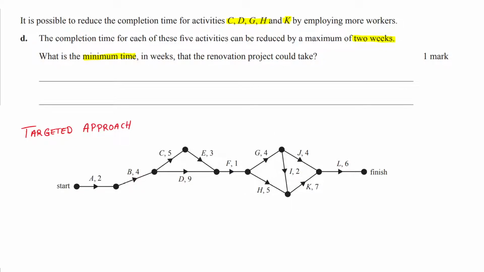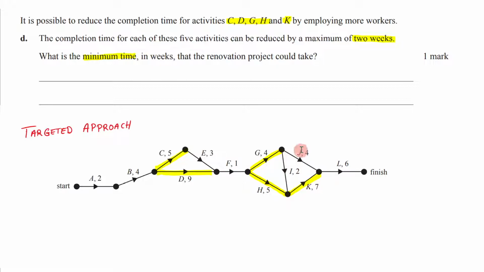Okay, so the first way we could approach this question is something that I'm going to call the targeted approach. And remember, this is just one of many different ways you could approach this type of question. So we're being told that we can reduce the completion times for the activities C, D, G, H, and K.